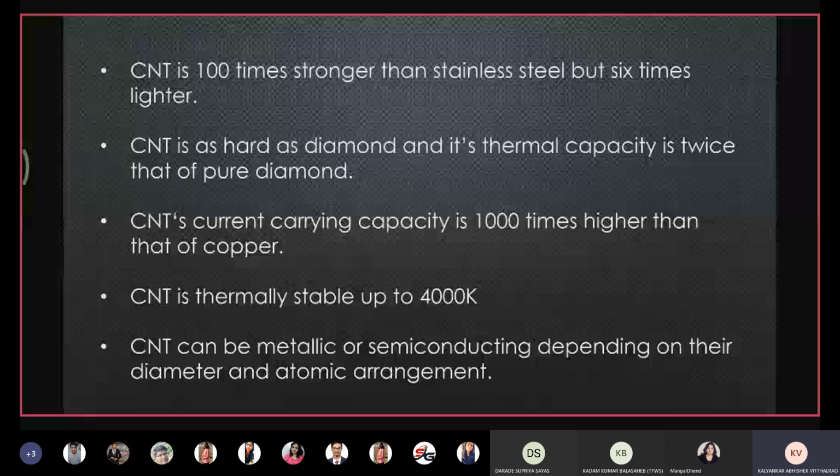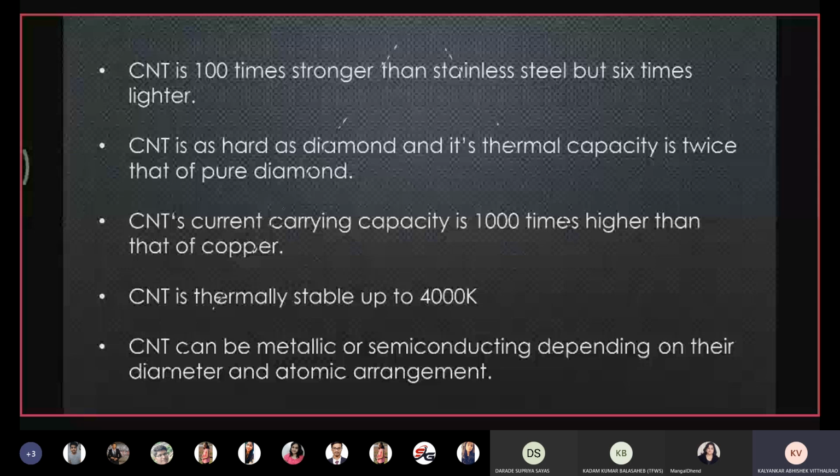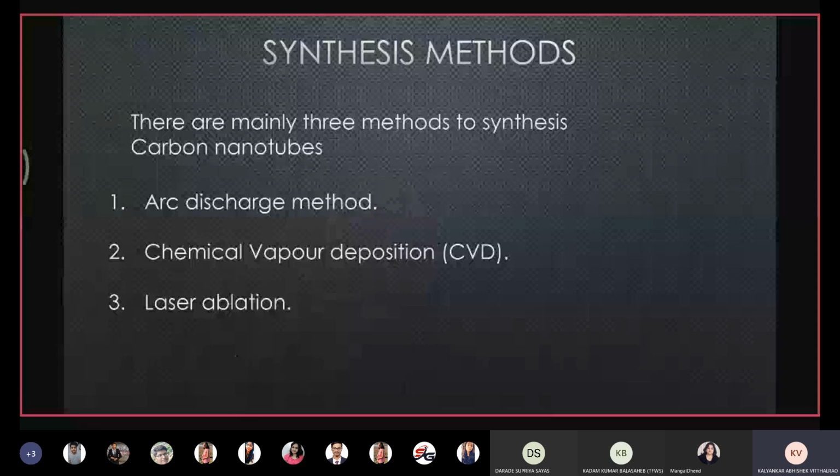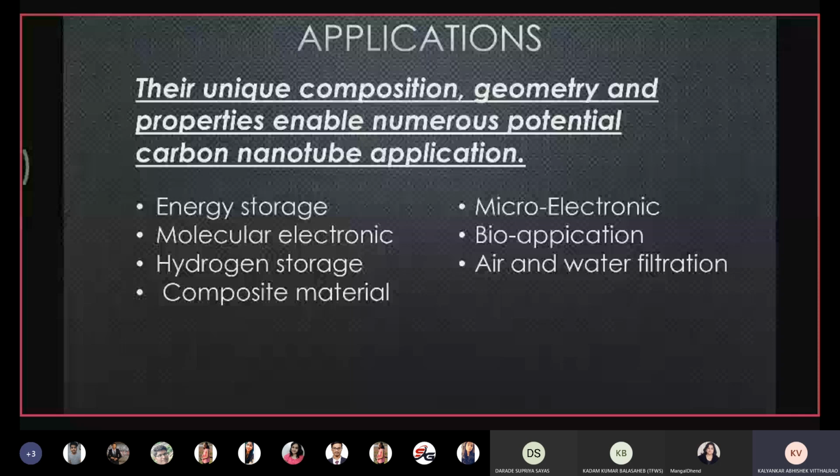Now applications. Their unique composition, geometry, and properties enable numerous potential carbon nanotube applications. Here are some carbon nanotube applications that are energy storage, molecular electronics, hydrogen storage, composite materials, macroelectronics, bioapplications, air and water filtration applications. We start with energy storage.